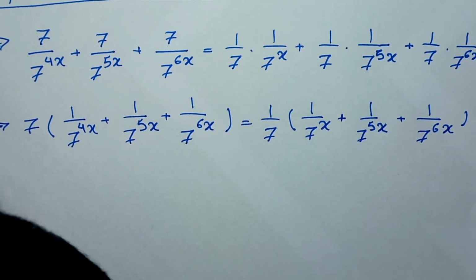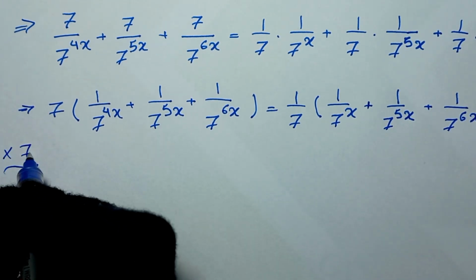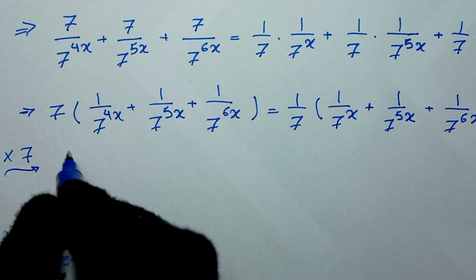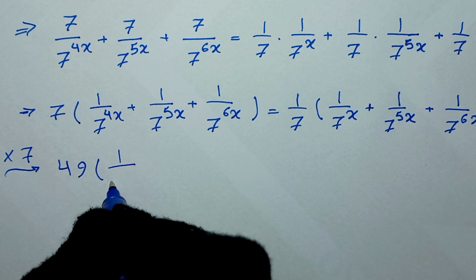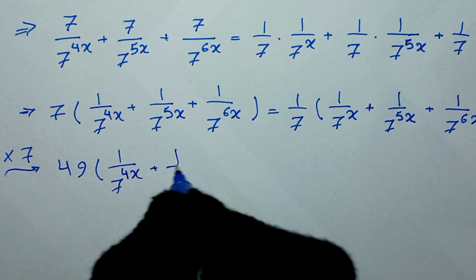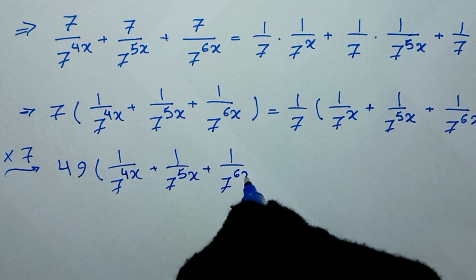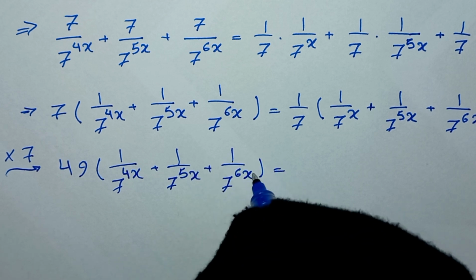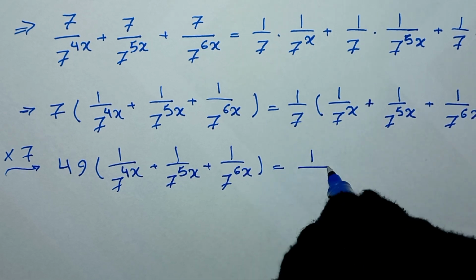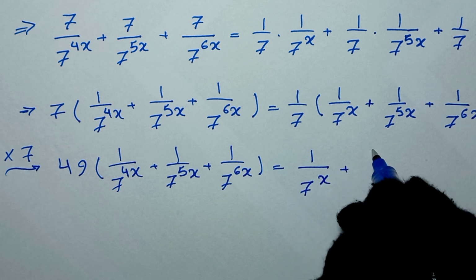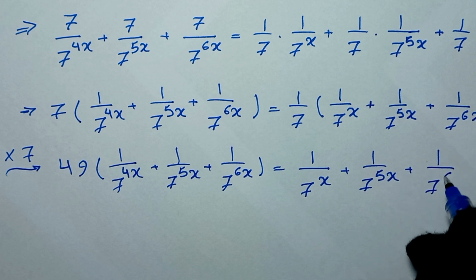And in next step, we multiply both sides of this equation by 7. So we multiply by 7 and this times 7, it will be 7 times 7, it will be 49 times this, right? 1 over 7 to the power of 4x plus 1 over 7 to the power of 5x and plus 1 over 7 to the power of 6x is equal to, and here 7 times this will cancel and it will be 1 times this, right? So it will be 1 over 7 to the power of x plus 1 over 7 to the power of 5x and plus 1 over 7 to the power of 6x.